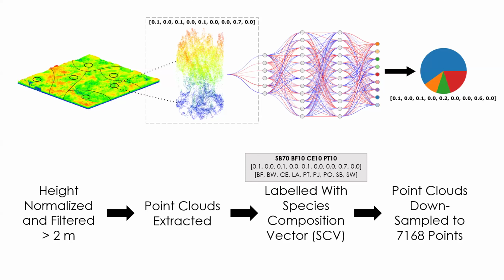We also rounded these species proportions to the nearest 10th value, just to allow this model to train more effectively. Additionally, we downsampled these point clouds to a consistent 7,168 points, and we felt that this number of points kept the overall structure of these plots, but also allowed for a higher estimate compared to the lower point samples that we chose in initial results.